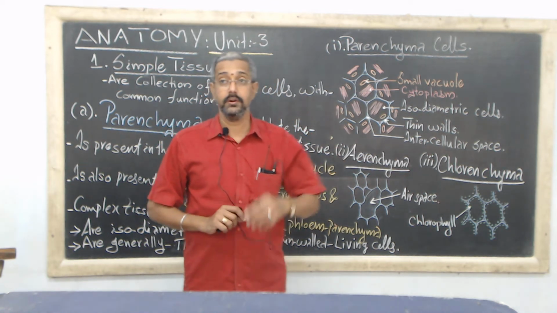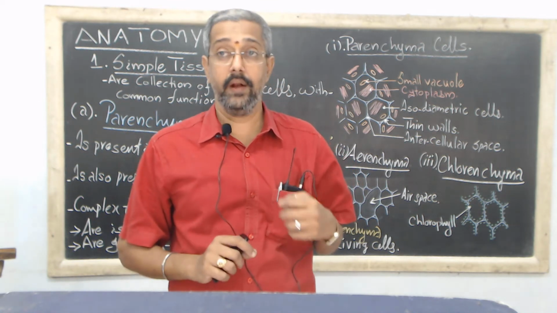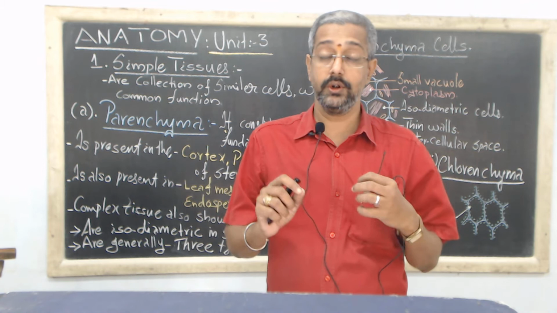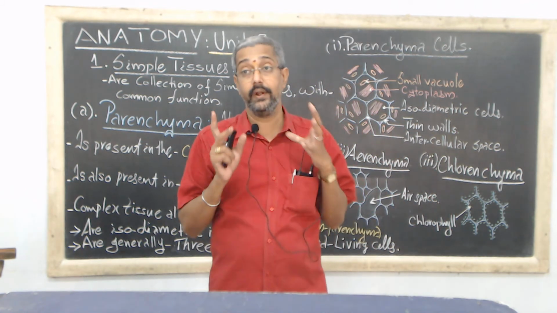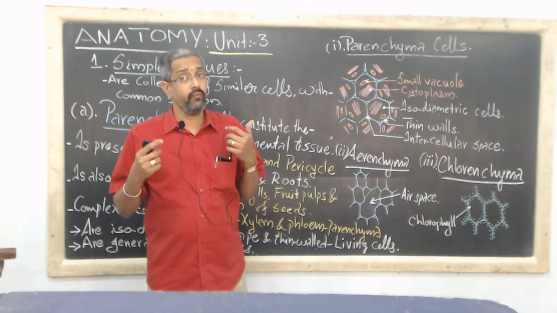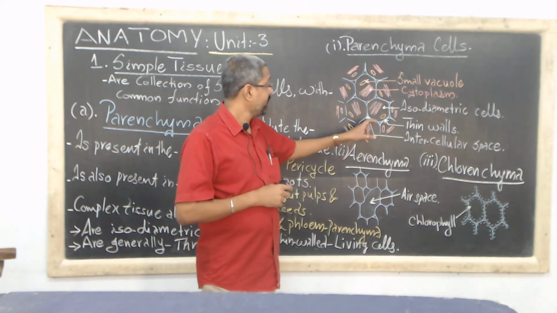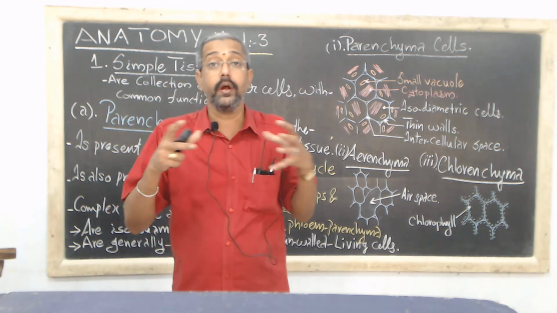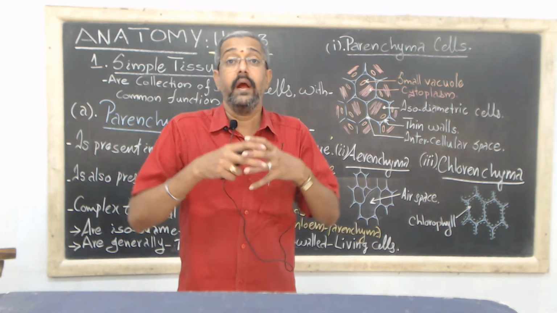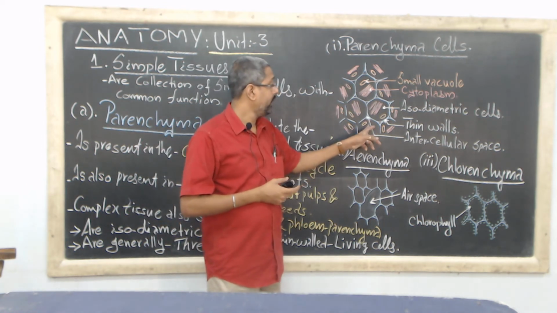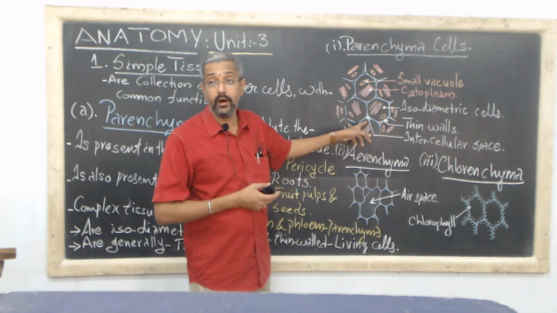Why? Because it is a living cell, and the prime function of parenchyma cells is what? Storage of food materials, or storage of some ergastic or waste substances. So the cell requires expansion, elongation or enlargement. That is why we can see the cell also has intercellular spaces.